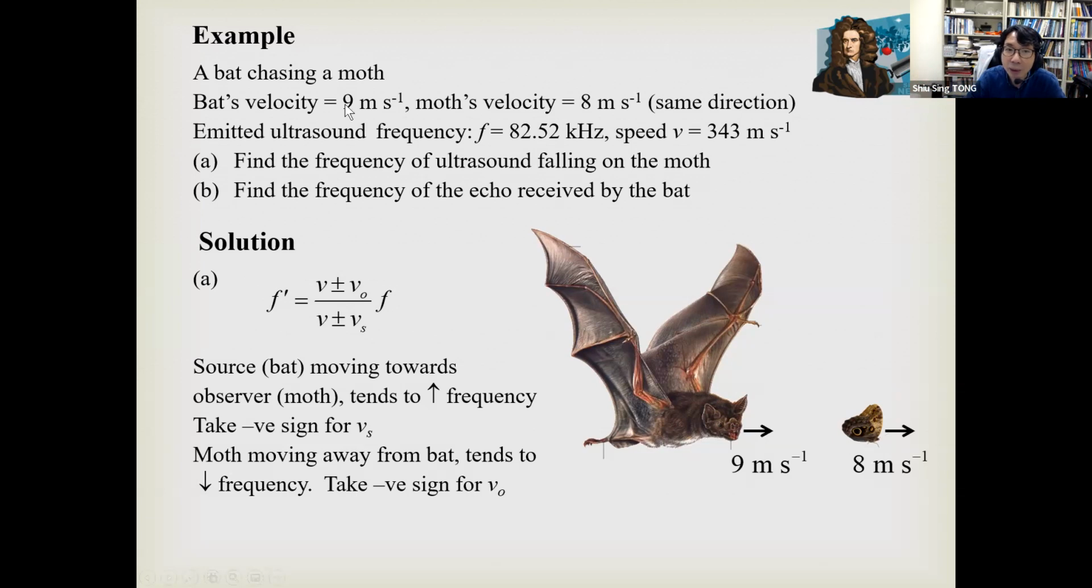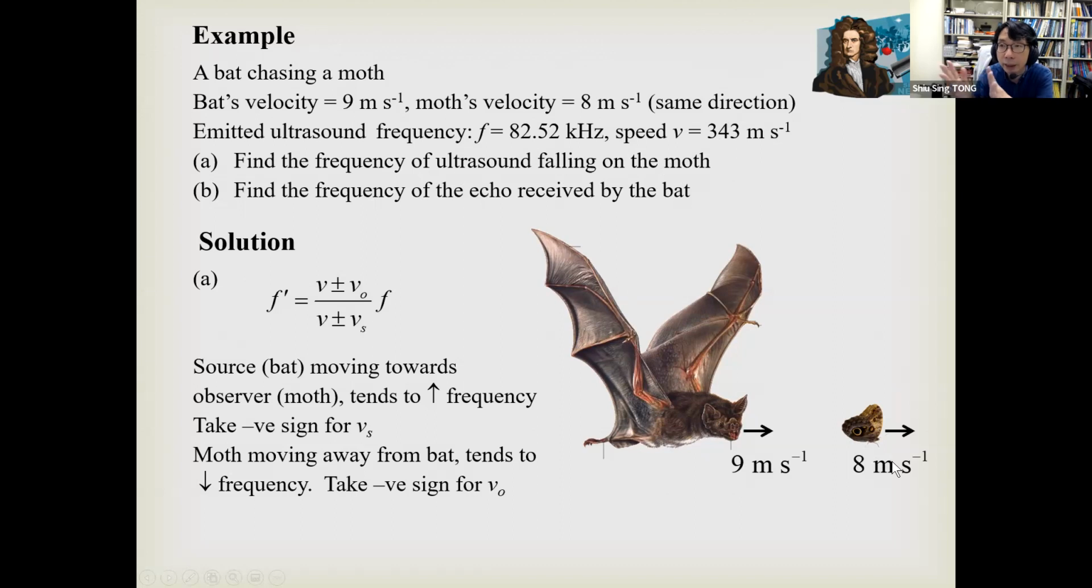Okay. Now suppose a simple example. The bat velocity is 9 meters per second, the moth velocity is 10 meters per second, and they're flying in the same direction. An ultrasound of frequency 82.352 Hertz is emitted by the bat, at a sound speed of 343 meters per second. The sound wave will hit the moth, right? I require you to find the frequency of the sound wave falling on the moth.